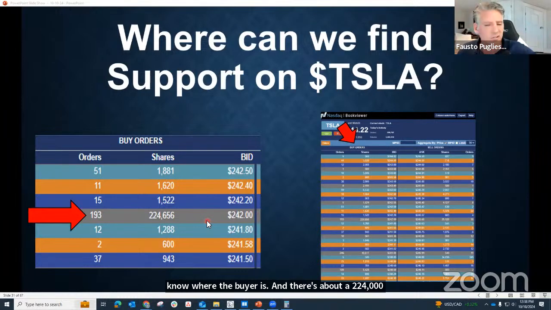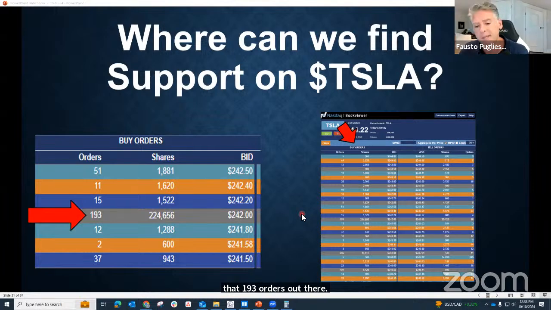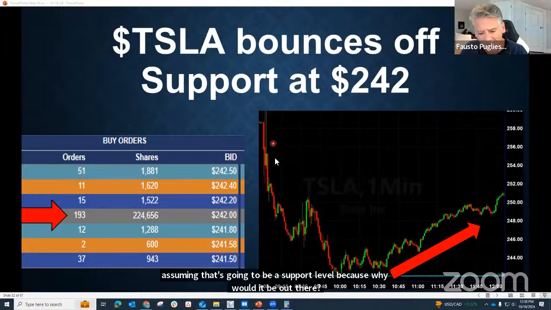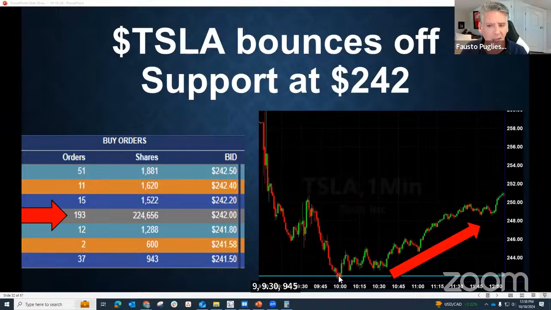Now, without looking at any stinking chart, any dumb indicator, any of that stuff, I could just see right there, if I'm looking for the algorithms, the high frequency trades, the AIs, that 193 orders out there, I'm assuming that's going to be a support level, because why would it be out there? And you know what? At 9:30, 9:45, 10 o'clock, when it finally got to that big buyer, boom, the stock went up. It hit that 242 and it shot up to 250 in a matter of an hour and a half.